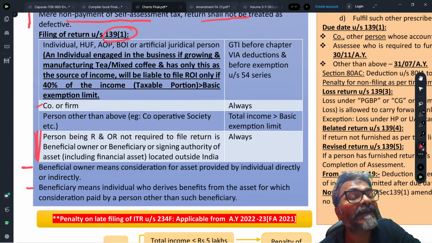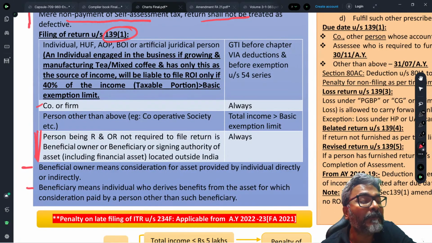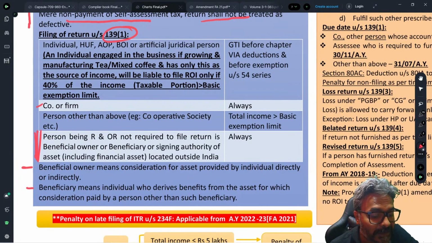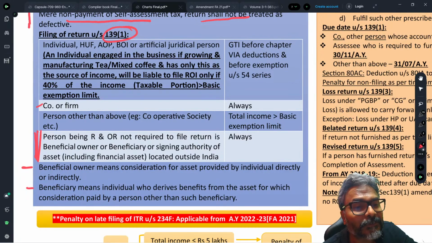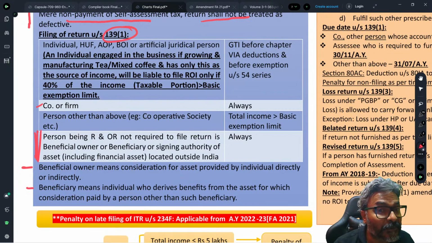So if such is the arrangement, then we, being the resident and ordinary resident, will we be required to file the ROI? Will we be required to file the ROI, students? The answer is yes. This is a criterion to ensure that the ROI is required to be filed. This is a mandatory point, students. I hope all of you are clear with this one.